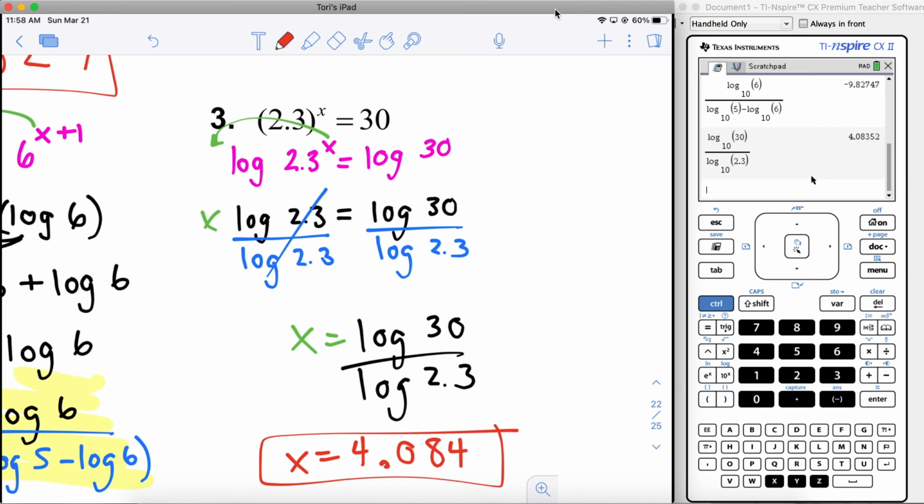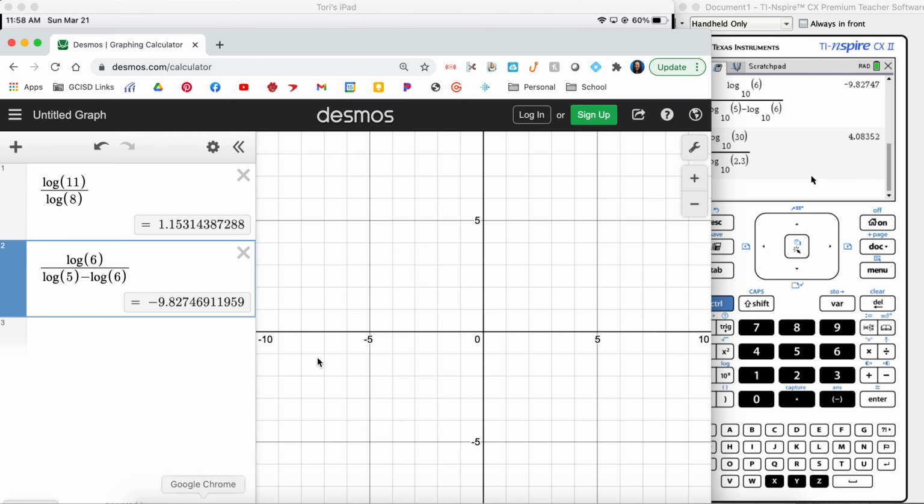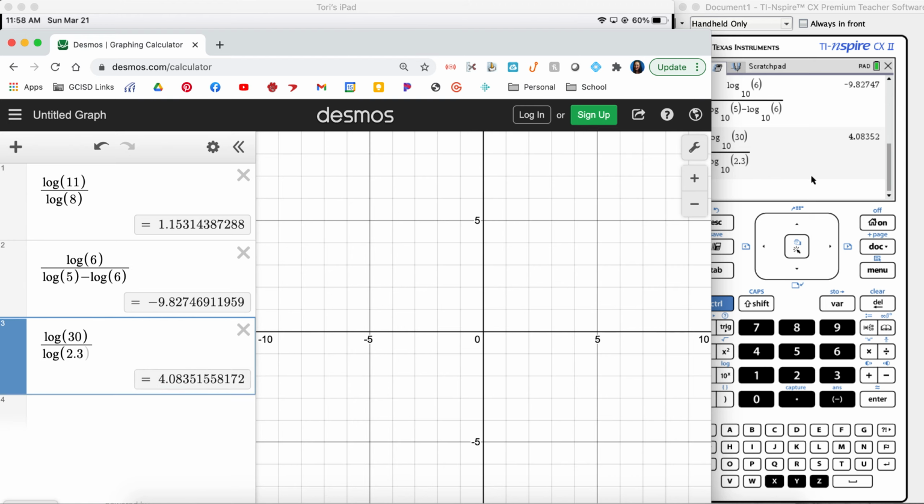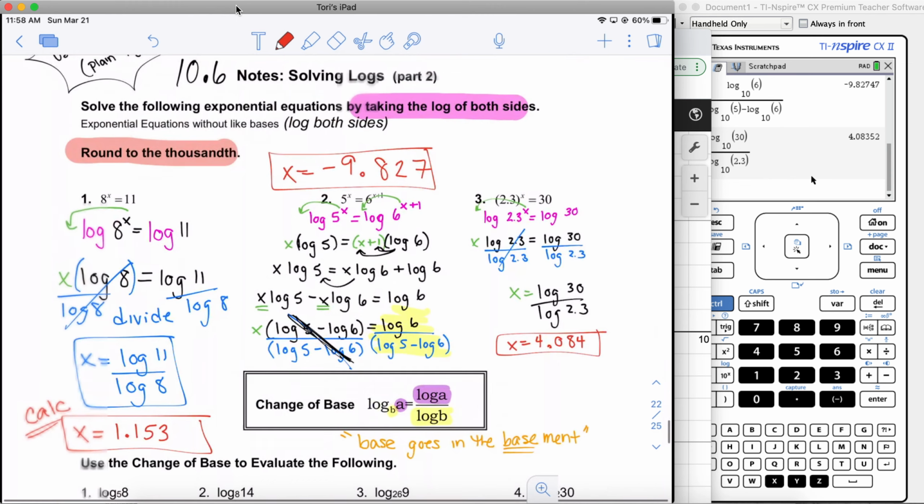I can do the same thing with Desmos. Let me see if I can find my Desmos. There we go. All right, so we would do our fraction first, and I'm going log of 30 over log of 2.3. We get that exact same answer. Remember that 5 tells us to round it up to 0.084. All right, if you need to pause anything on the top half, go ahead and do that now.